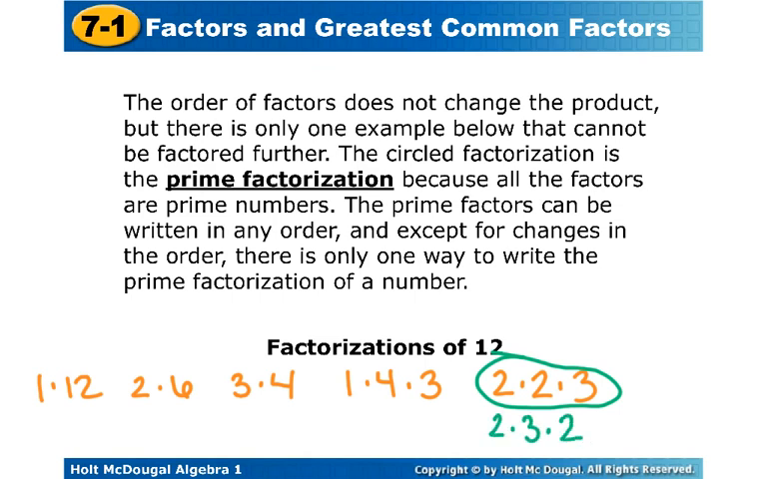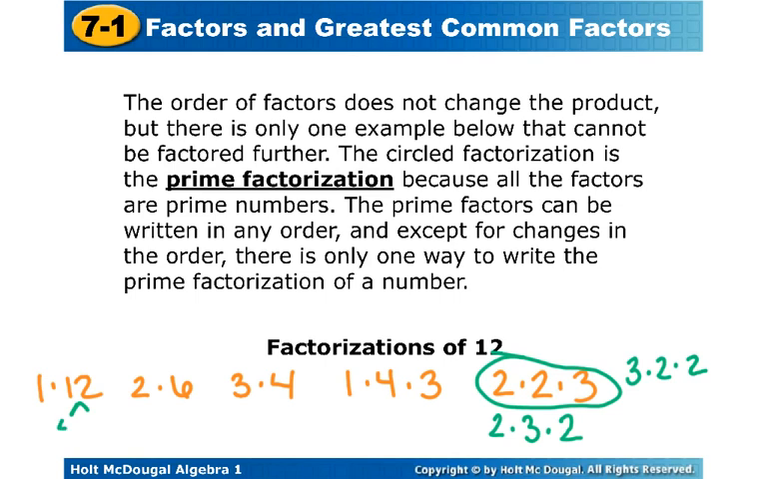Or I could also say it as being 3 times 2 times 2. They're all going to give me the same product of 12. Again, multiplication is a commutative property, meaning I can change the order. All of these other ones, they all have a number that can be broken down further.